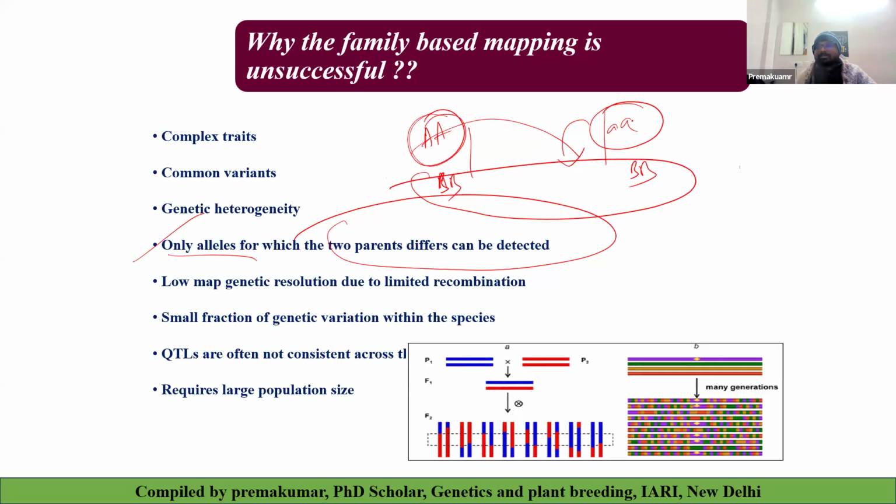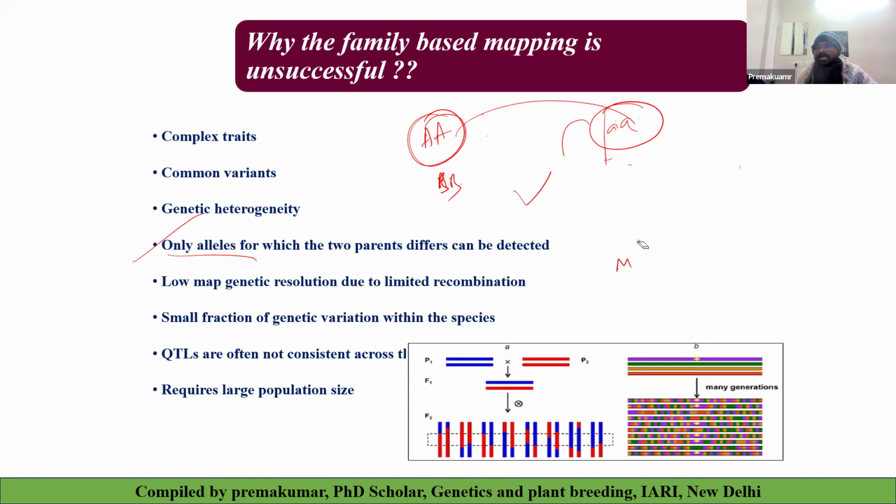Only the alleles which differ between the two parents can be mapped, because they will recombine and we will get a linkage map. But if they are the same, we can't map. That is one of the problems, because in a mapping population, it is just a product of the recombination between the genes which are different between the parents. If the trait is not different between the parents, we can't do mapping.